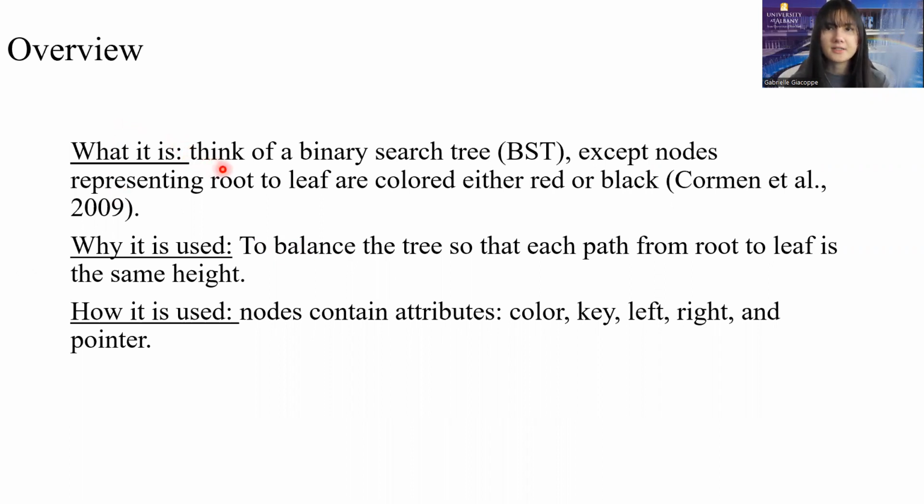Basically, all the nodes in the tree are either colored red or black. It is used because we want to make sure that every path from root to leaf is in such a way that the tree is balanced. And we have node attributes, which are color, key, left, right, and the pointer.